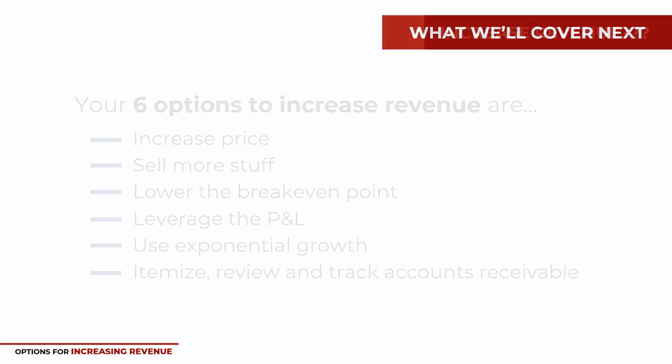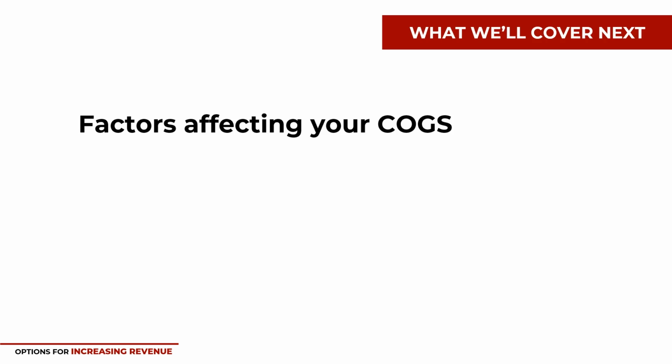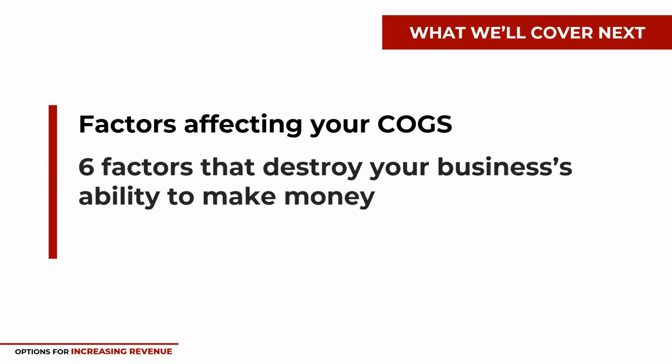Now next up, we'll go in depth on the factors that directly affect your COGS. You now have a handle on the ways to improve your revenue. So now let's shift our focus and help you begin to lower your cost of goods sold. We're going to reveal to you the 6 factors that destroy your business's ability to make money, and then we'll show you how you can eliminate those 6 deadly factors from your business forever.